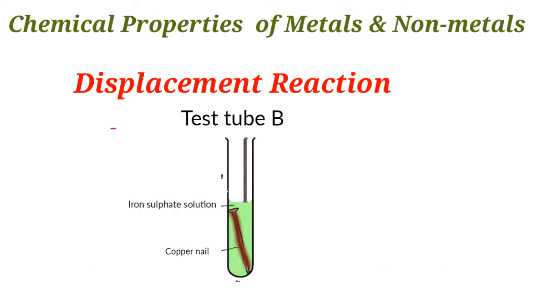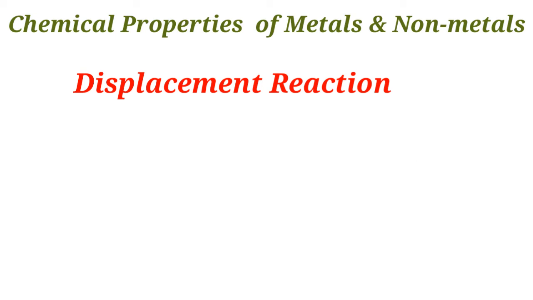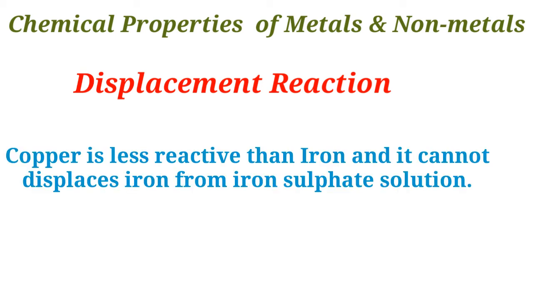But you will not observe any change in the second test tube. That is, when you place a copper wire in the solution of iron sulphate, you observe there is no change in the color of the solution and no new substance is formed. It shows that copper is less reactive than iron and it cannot displace iron from iron sulphate solution. We can conclude that a more reactive metal displaces a less reactive metal from its salt solution.